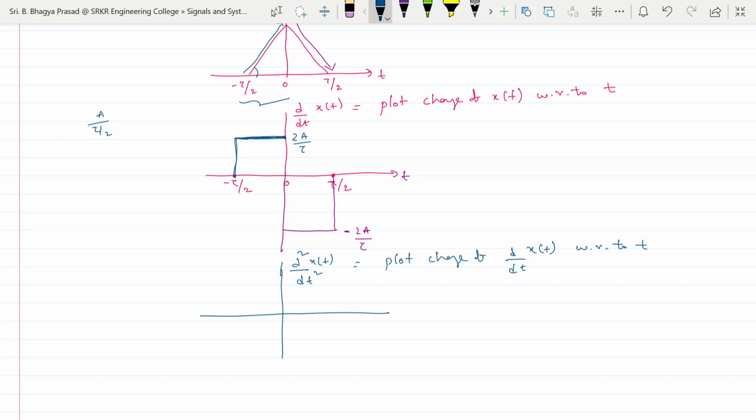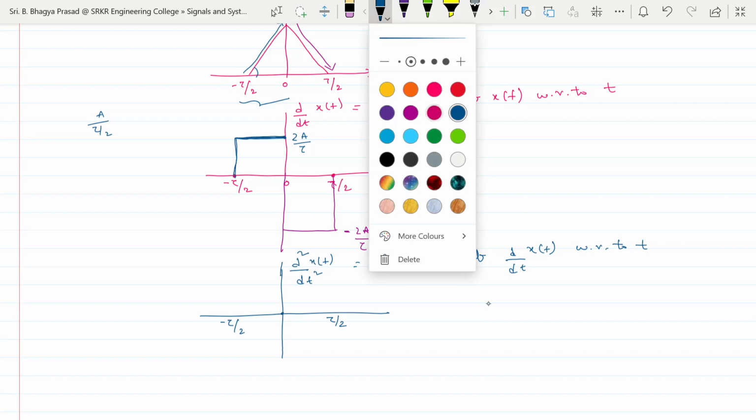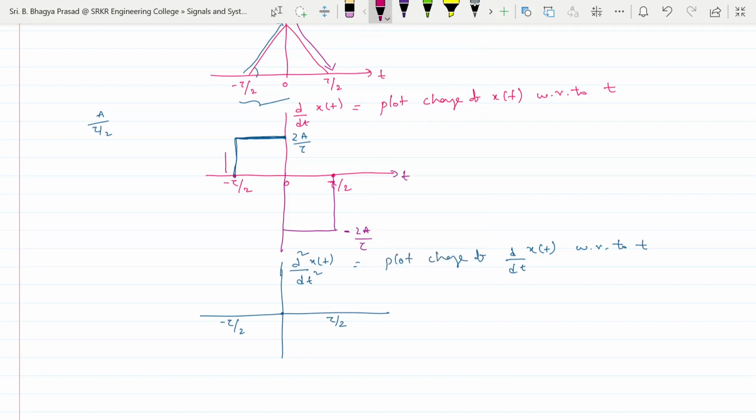So that is from minus tau by 2 to tau by 2. You can observe that the value was increasing like this and this is constant. So I will mention the rise like this, and the derivative of a constant is a 0 value. This rise will be 2a by tau, this impulse. And from minus tau by 2 to 0, the value was constant, so the derivative of that constant is 0.